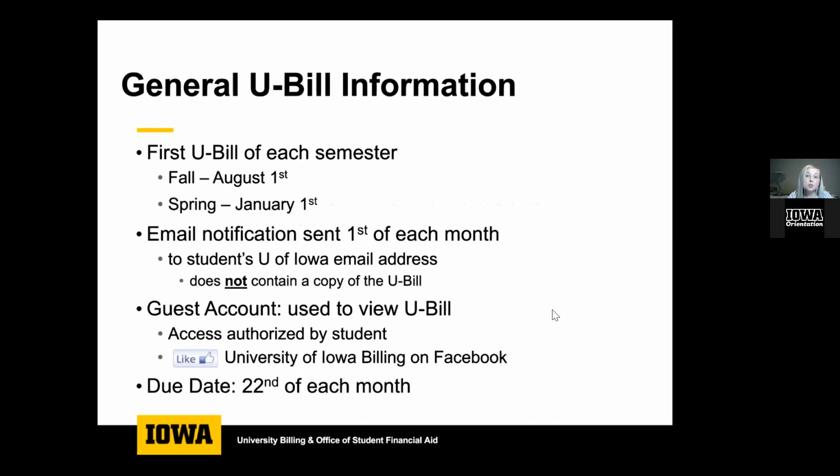The first U-bill of the fall semester will come out on August 1st. The bill for the spring semester comes out on January 1st. This is when you're actually going to see the tuition, housing, and meal plan charges billed for each of those semesters. We do send an email notification on the first of each month to students' University of Iowa email. Just please note that this email that we send does not contain a copy of the bill. It's simply a reminder to log into MyUI to review the bill.